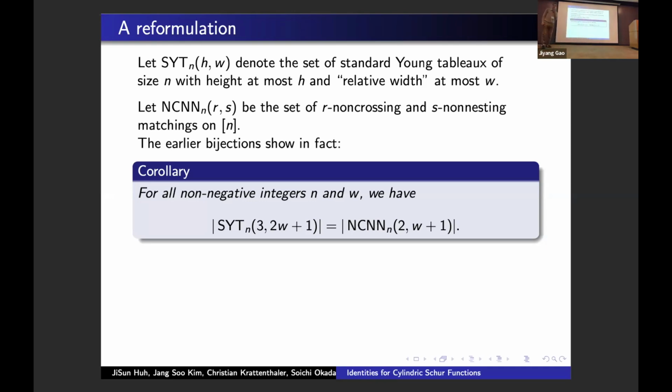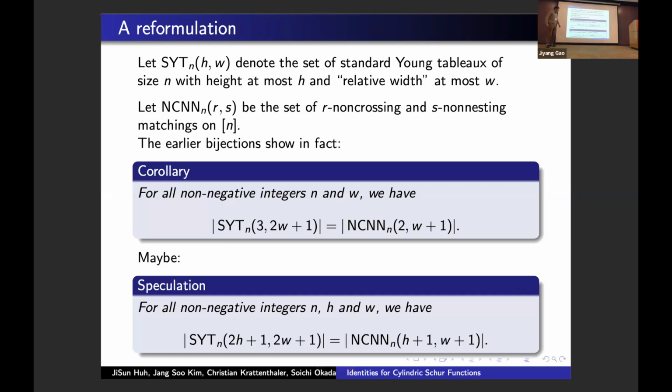And then my Korean colleagues told themselves, maybe this is part of a family. Maybe SYT with parameters 2h plus 1, 2, W plus 1 is equal to NCNN with parameters h plus 1, W plus 1. And now it's completely symmetric. And this is what they sent me. So they said, we believe that this is true, but we are not able to prove it.